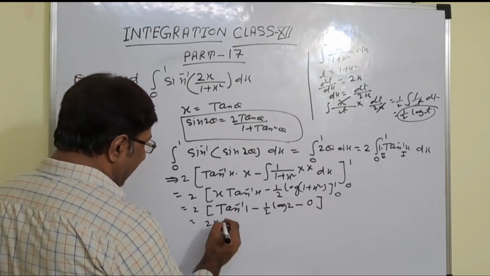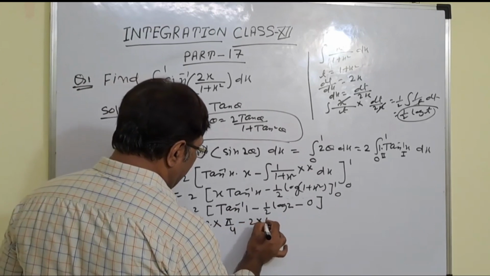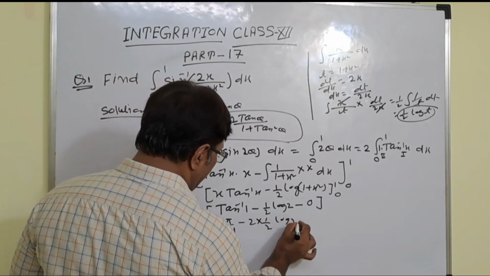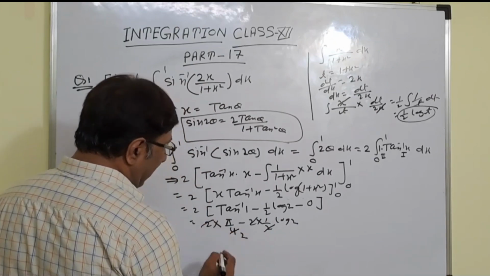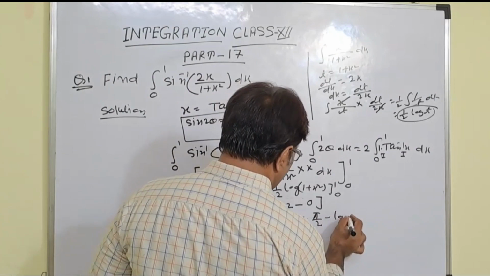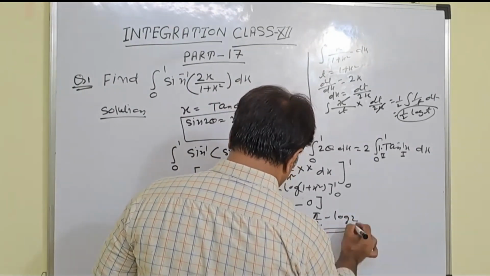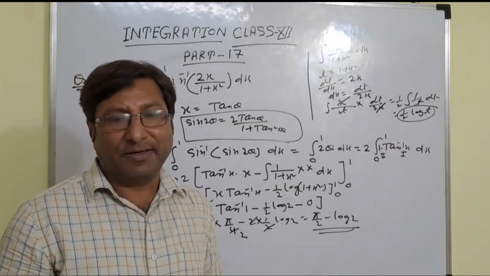Okay. So now we can write 2 multiply tan inverse 1, which is pi by 4, minus 2 into half into log 2. So this 2 and 2 cancel and this is 2 to the 4. So our correct answer will be pi by 2 minus log 2. So pi by 2 minus log 2 is our right answer.